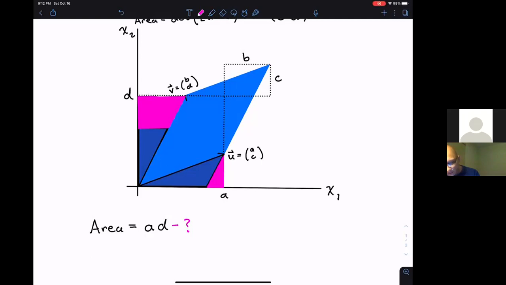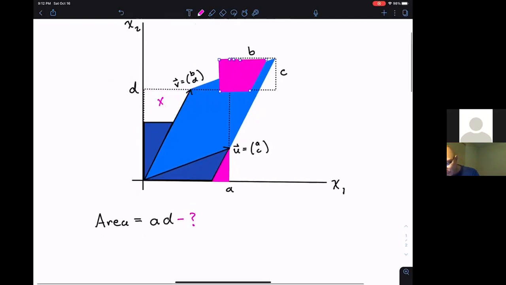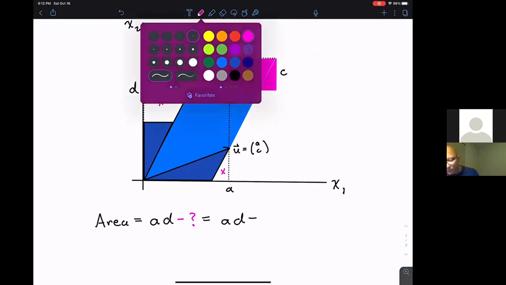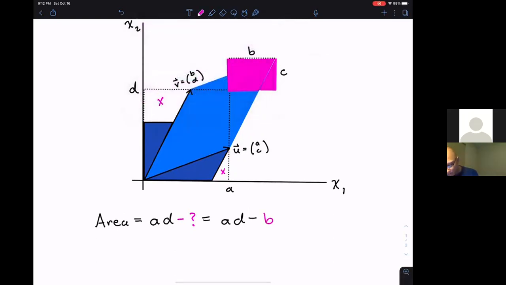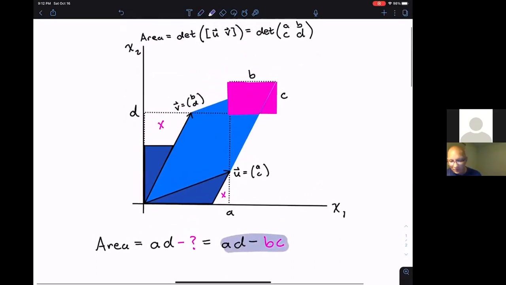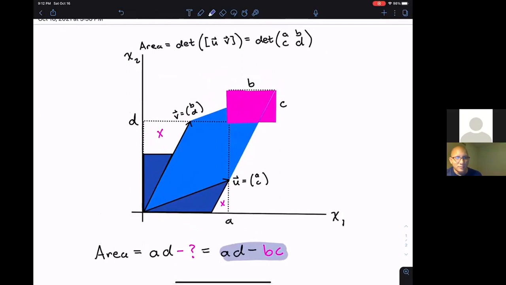And how much is this? If I put them back, you'll see that they exactly fill the BC rectangle. So in other words, the area of the parallelogram is AD minus the area of the little rectangle, which is BC. But that, folks, is exactly the determinant of the matrix with entries a, b, c, d.